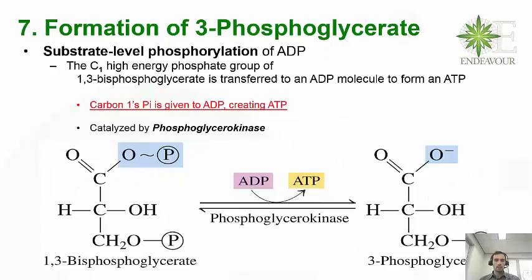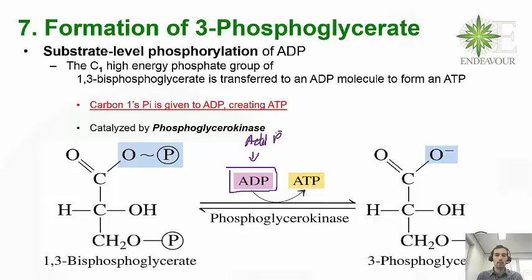So the next step is the first one of these reactions where we're creating ATP. And we do this through what we call a substrate level phosphorylation step. So to do substrate level phosphorylation, we actually need an ADP, because this ADP is what we're going to add our phosphate onto.